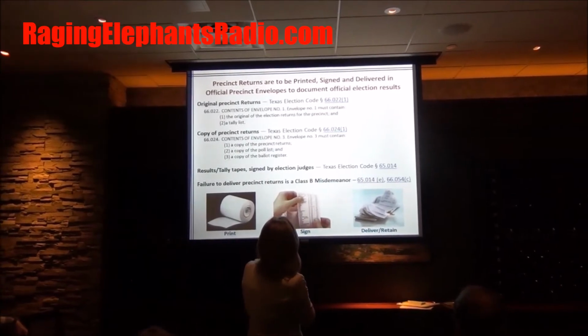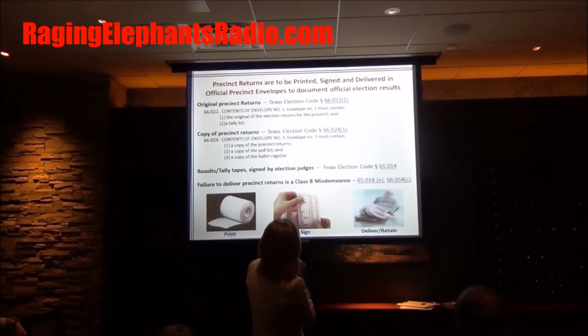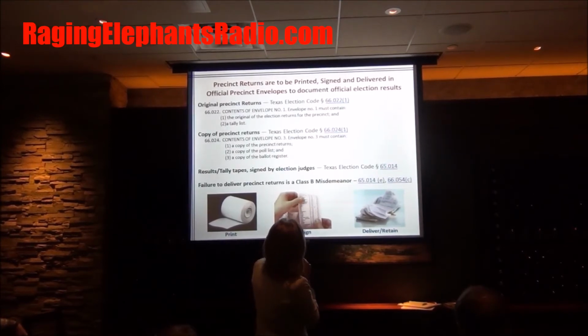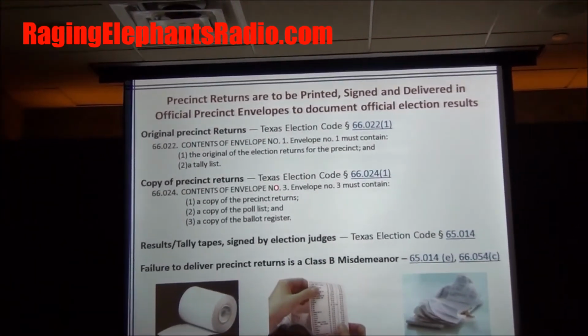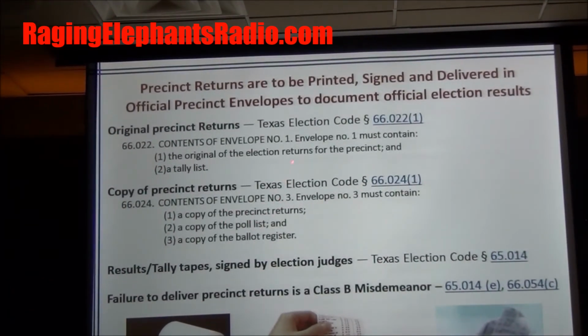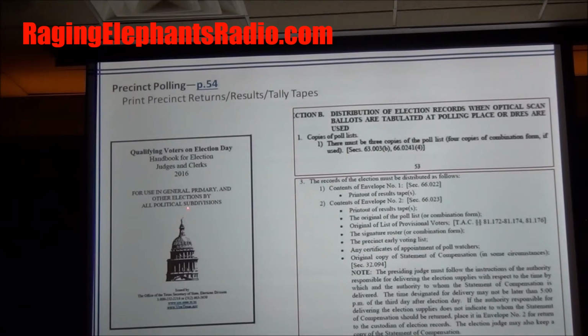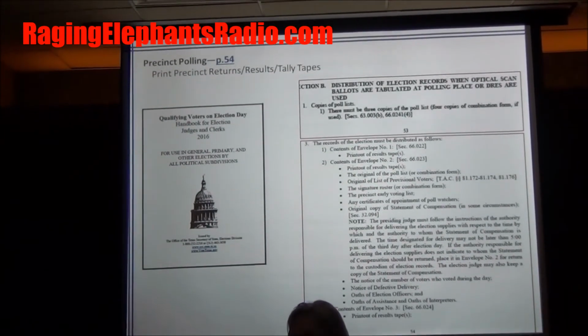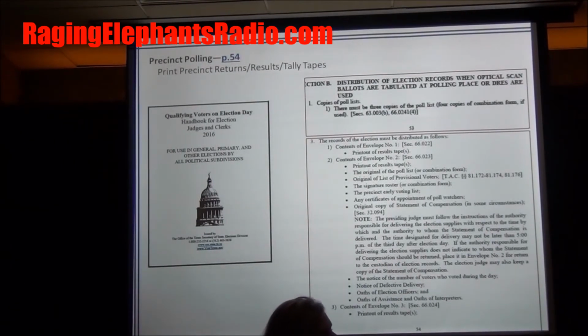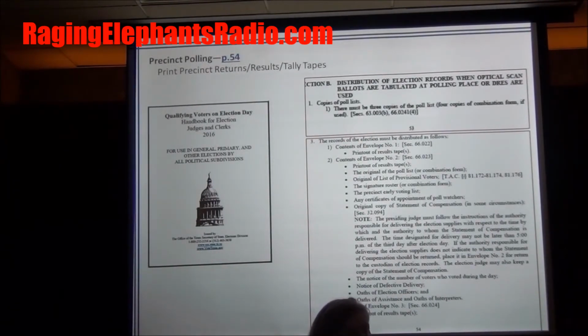Okay, let's talk about the tapes a little bit. Three places in the election code, Chapter 66, Chapter 65, document it, and there are three sections of Chapter 66 that say for envelope 1, envelope 2, and 3 that you return to the county, you have to have the precinct returns. Even the judge's handbook from the Secretary of State's own office talks about DREs, direct recording electronic voting machines, contents of envelope 1, Chapter 66, results tape. You have to return those tapes.